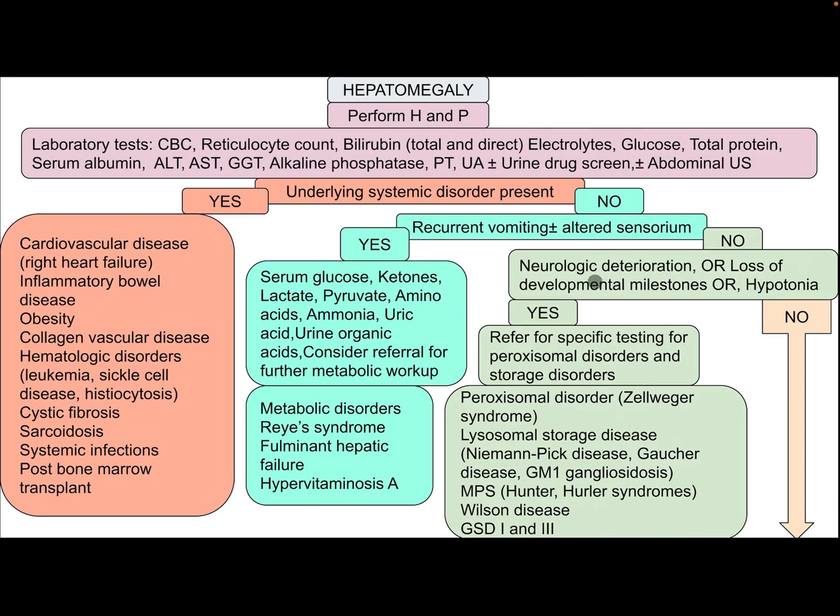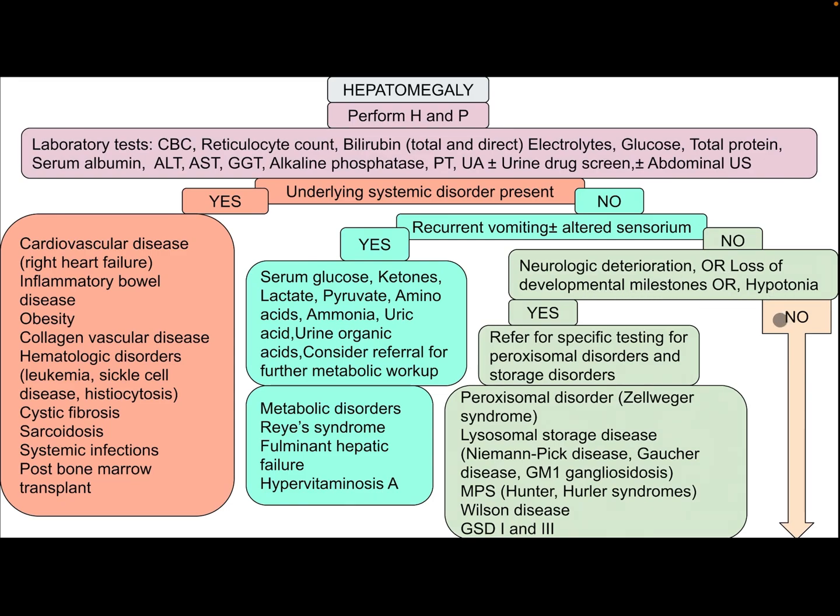hypervitaminosis A. If there is no recurrent vomiting or altered sensorium, is there neurologic deterioration, loss of developmental milestones, or hypotonia? If yes, refer for specific tests for peroxisomal disorder and storage disorder. Differential diagnosis: peroxisomal disorder like Zellweger syndrome, lysosomal storage disease, Niemann-Pick disease, Gaucher disease, GM1 gangliosidosis, mucopolysaccharidosis, Hunter-Hurler syndrome, Wilson disease, glycogen storage disease type 1 and 3.